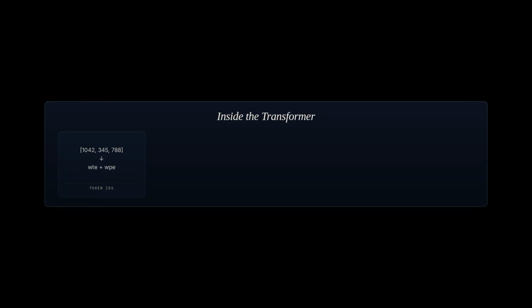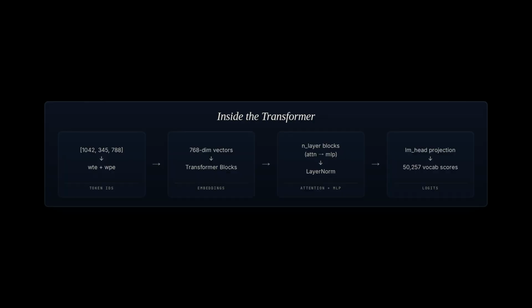Inside the model, token IDs get converted into embeddings by adding learned token and position vectors. Those embeddings flow through a stack of transformer blocks. Each one applies causal self-attention, followed by a feed-forward network. After the final layer normalization, a projection head maps back to vocabulary logits. It's the same architecture as GPT-2, just written so you can see every step.